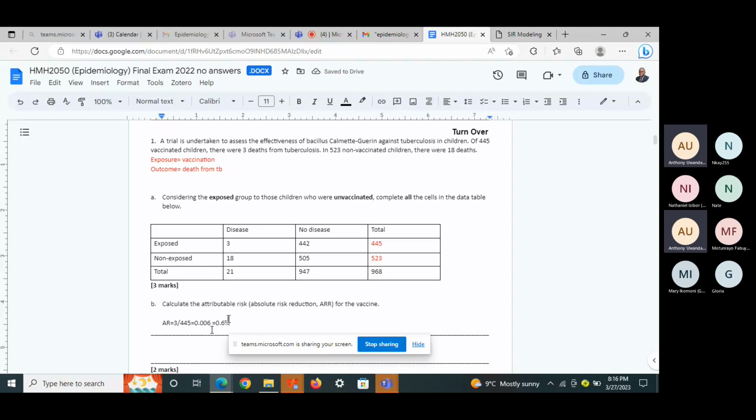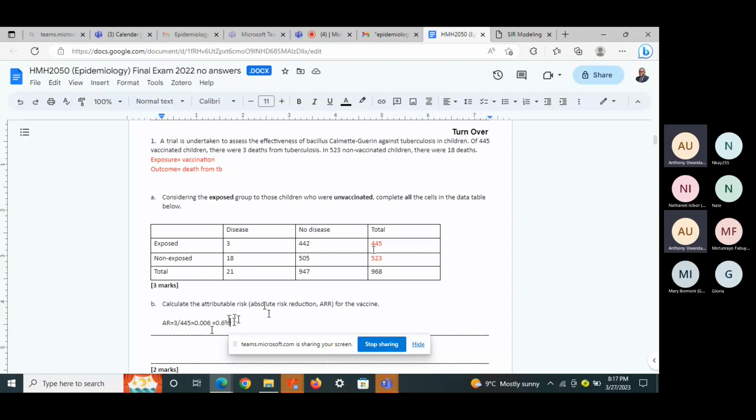So you can see that it's only 0.6% of death that is attributed to the vaccine. All right, so that means that the rest of the deaths, about 99.4% of the deaths among this cohort, is attributed to not being vaccinated, that's not receiving the BCG vaccine.